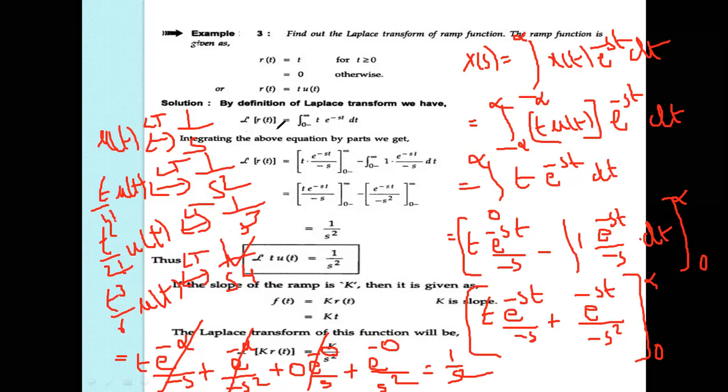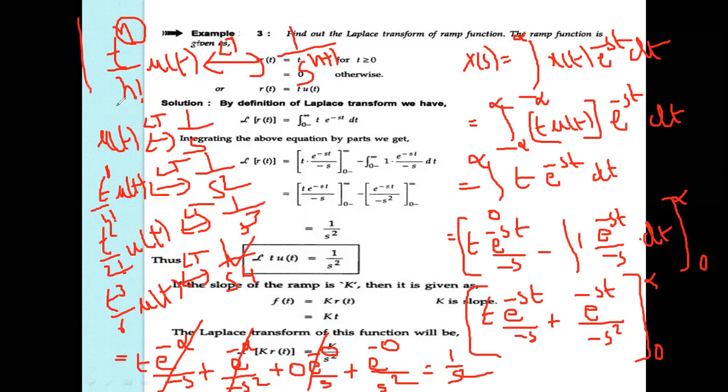Got it? So for the nth value, it is t power n by n factorial with mu of t. What is the Laplace transformation by observing this? The t into 1 factorial, t square by 2 factorial, t cube by 3 factorial, and so on, give 1 by s square, 1 by s cube and so on. So here the n value is added with 1, as in 3 plus 1. So t power n by n factorial mu of t, the Laplace transformation is 1 by s power n plus 1.